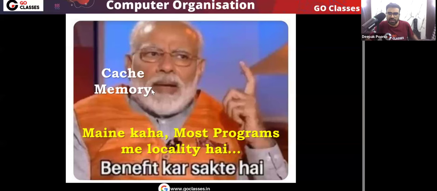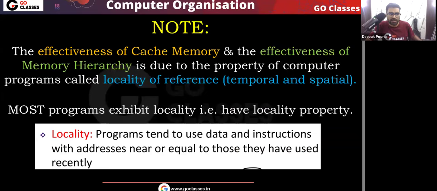So you can see this meme. Cache memory is thinking that the majority of programs have this locality property, so we can benefit. Okay, so this is the meme you can see.